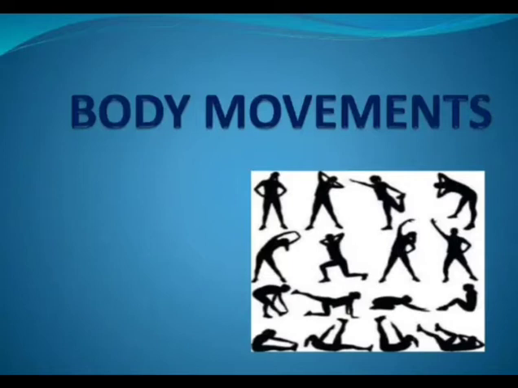So students, in our previous video lecture we discussed chapter number 8 of class 6 science, that is body movement, in which we covered a few topics like the difference between movement and locomotion, rib cage, and skull. Now in this video we will revise the rest of the topics of this chapter.